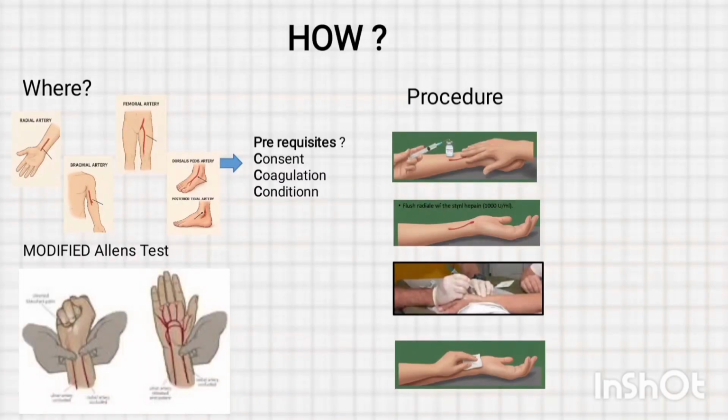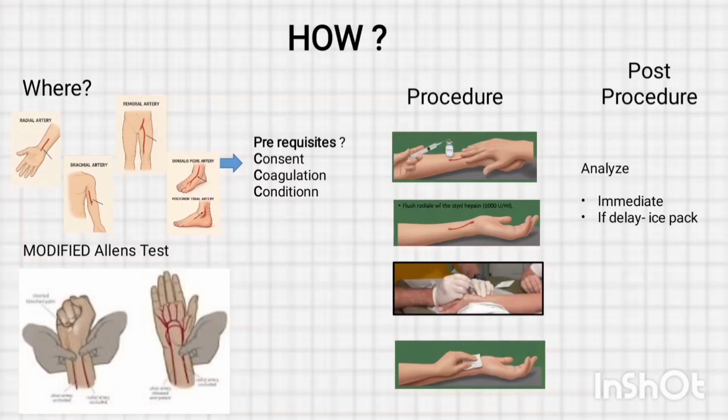Now you let the arterial pressure fill the syringe. Do not pull the plunger. Then after withdrawal of the needle, immediately apply pressure for a minimum of 5 minutes to avoid hematoma. Post-procedure, analysis should be done immediately. If, in case of anticipated delay, an ice pack could be used.